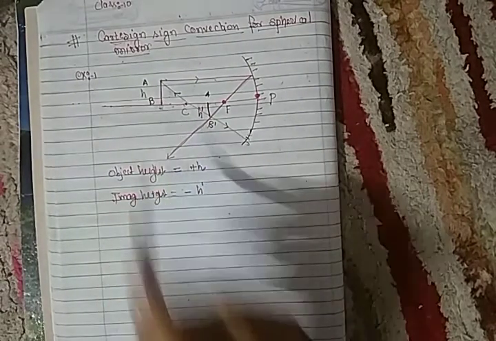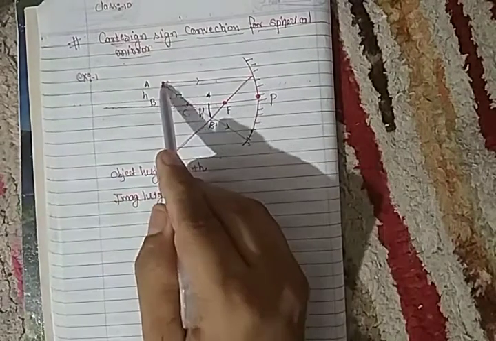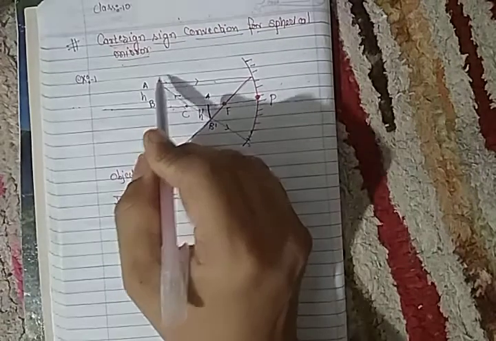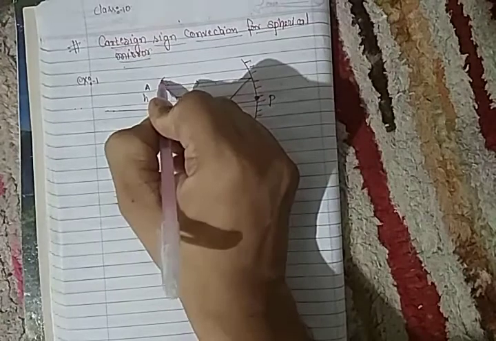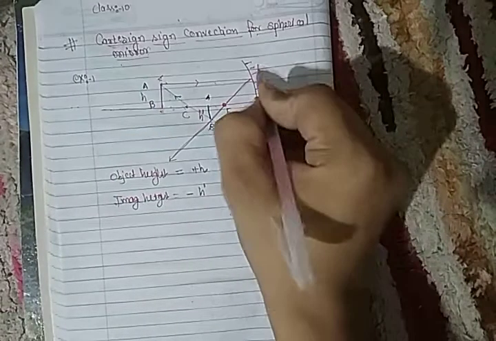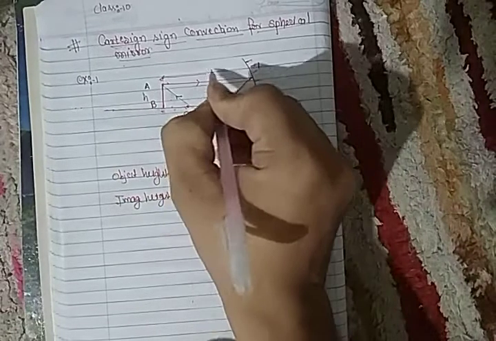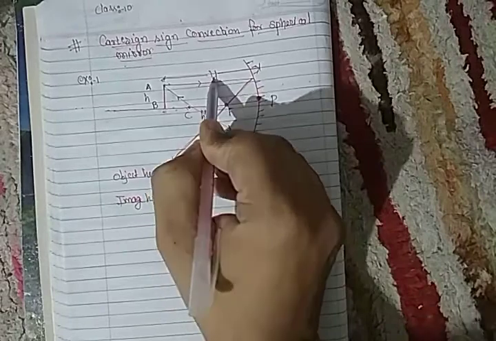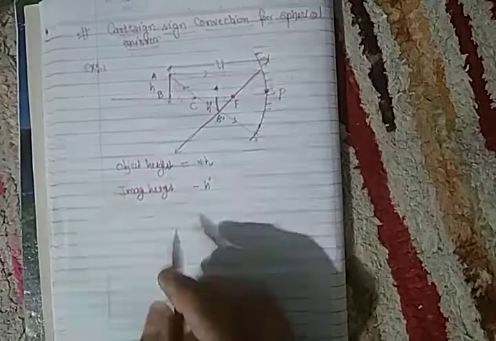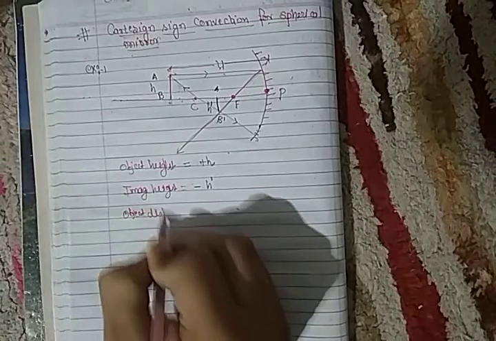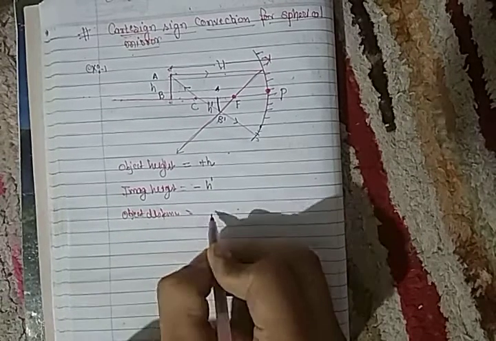Now see, students, you can see this object is beyond the principal axis. I am taking the distance from object to pole, I am supposing as u. Okay, always denote u as object distance. So see, object distance is denoted by u.